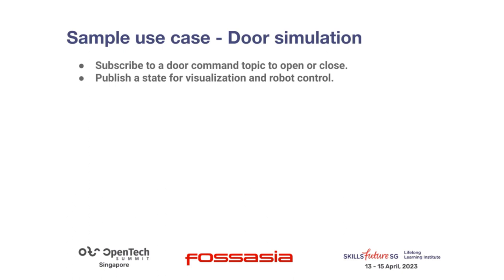So a door is a very simple object. It can either be open or closed. And we want to simulate that with RMF. So we want to be able to track their state so that robots can know whether doors are open or closed. And then we want to be able to command doors. So we want RMF to be able to tell the door, okay, now open or close. Those are the capabilities of a door.